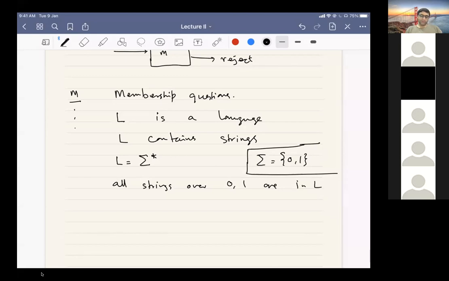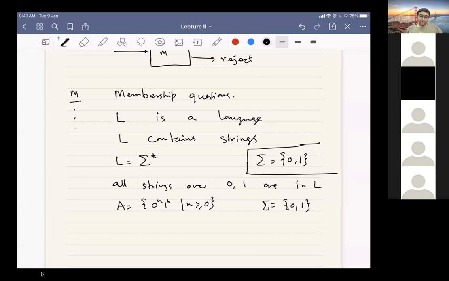Similarly, I can define a language A to be a language that consists of 0^n 1^n, such that n is greater than or equal to 0, right? So what is this language A? If we again fix sigma to be {0, 1}, then A is a language that contains strings of the form zeros and ones, such that the number of zeros is the same as the number of ones, and all the zeros come before all the ones, right?